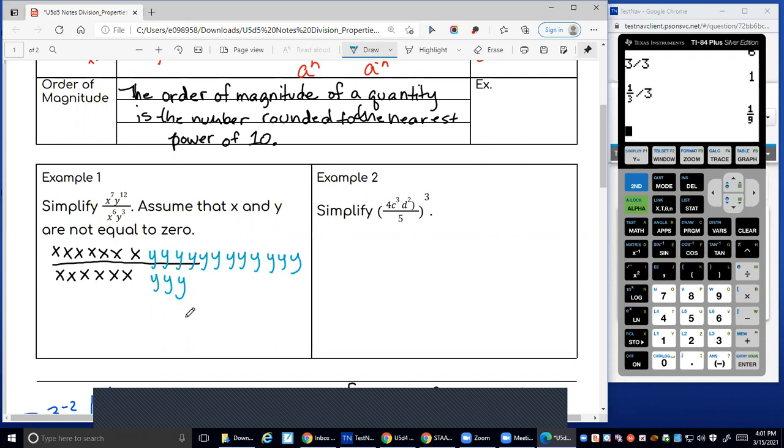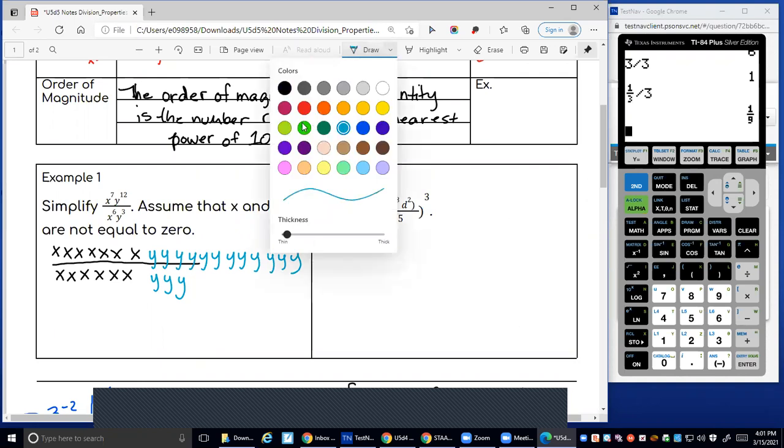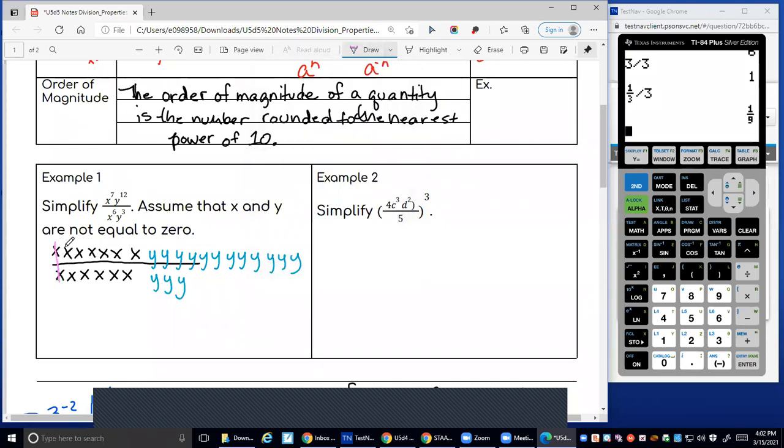So now we said that if you divide something by itself, it cancels out, becomes 1, right? I like pink. So here, that's just a big 1, right? 1, 1, 1, 1, and 1. So we get 1x.